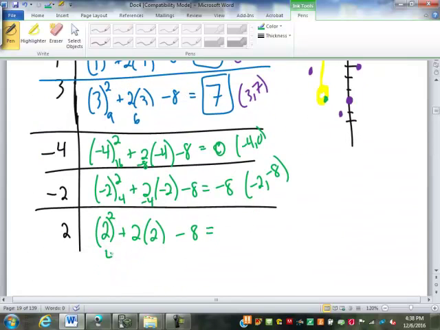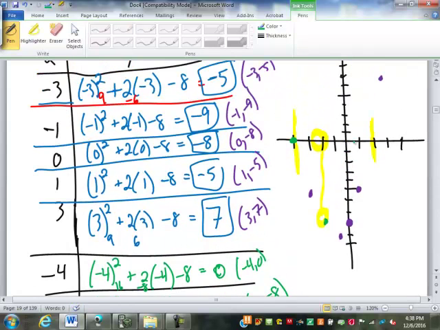If x is 2, we got 2 squared is 4, plus 2 times 2 is 4. 4 plus 4 is 8, minus 8 is 0. So this is 2, 0, right here. Whoops. Put that in the wrong spot. That was 1, 0, not 2, 0. 2, 0 would be right here.